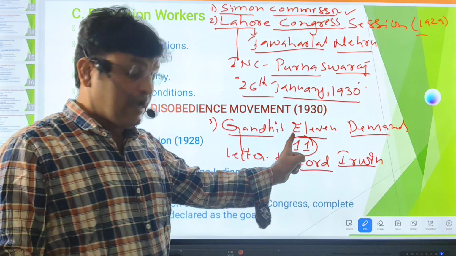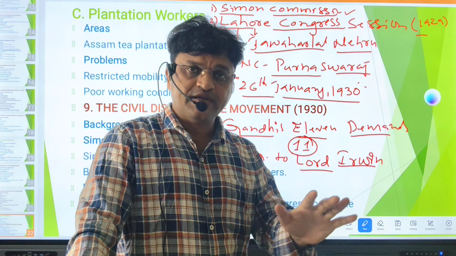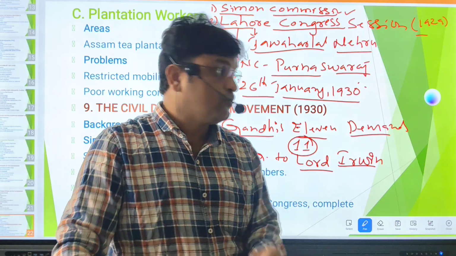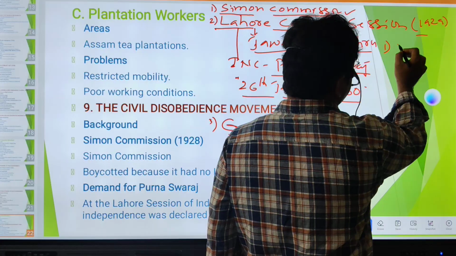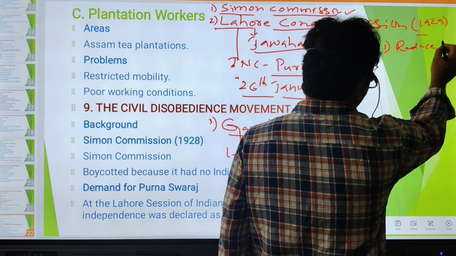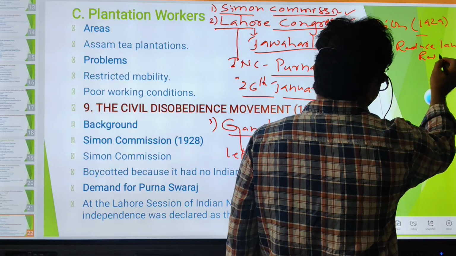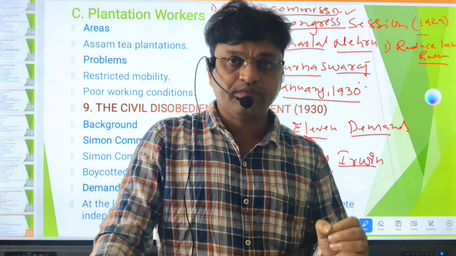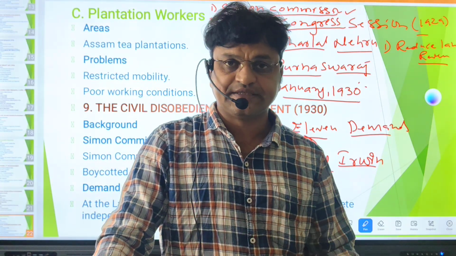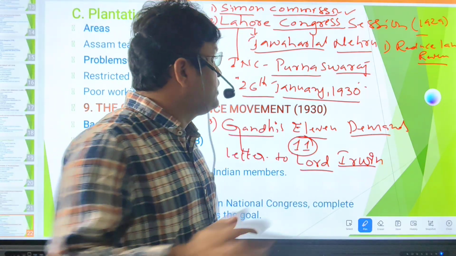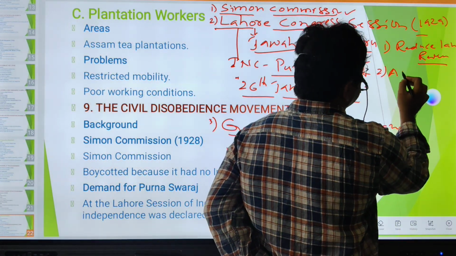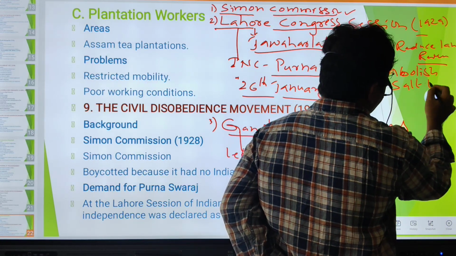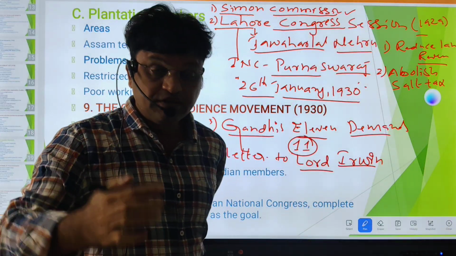I told you 11 demands, and there is no need to study all of them. In the textbook they have mentioned 11 demands only. But for the sake of your understanding, I am providing some. One demand is to reduce land revenue, the land tax. Who is collecting land revenue from the people? The British government collects it through middlemen, talukdars, zamindars, etc. And second, abolish the salt tax. This is the second demand of Gandhiji.